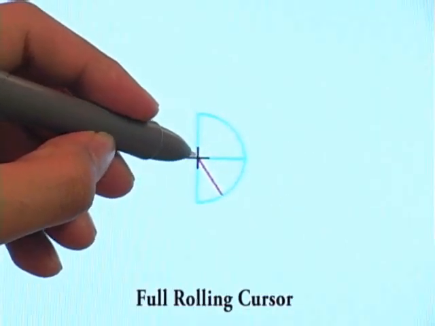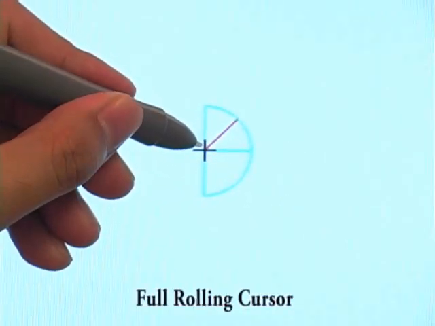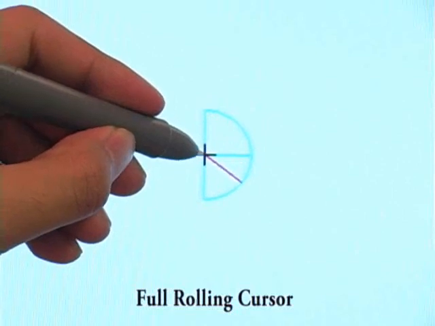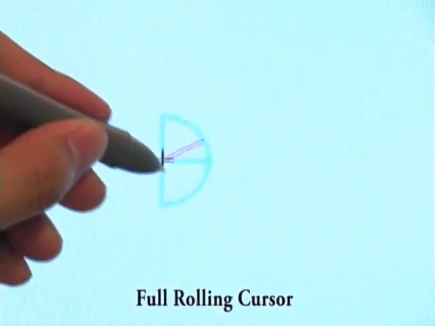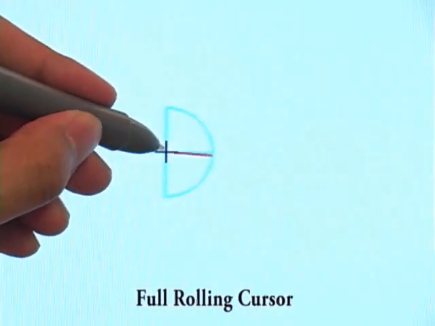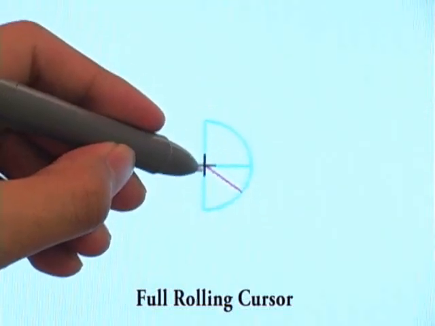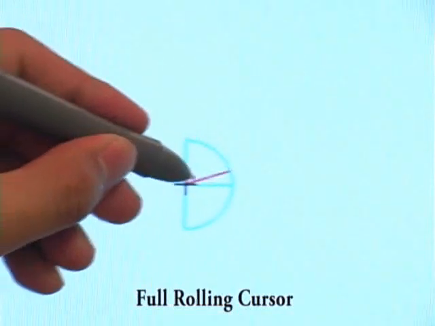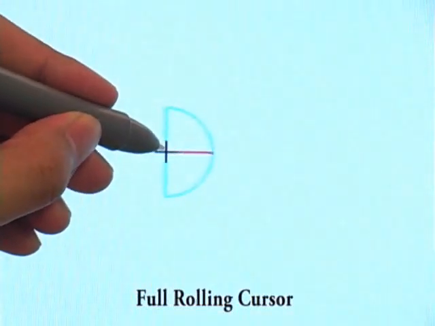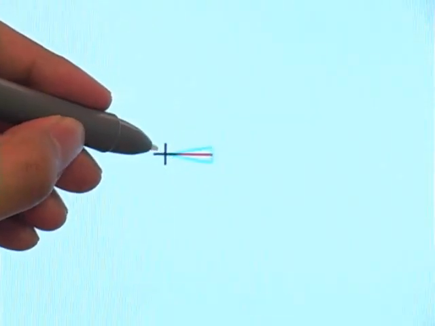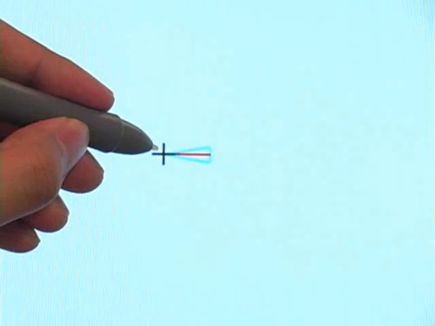Once pen rolling exceeds the thresholds of rolling angle and rolling speed determined in Experiment 1, it is identified as intentional pen rolling for the purpose of interaction. The full rolling cursor will fade in, indicating that rolling-based interaction techniques are activated. Whenever the pen tip leaves the tablet, rolling-based interaction techniques are deactivated, and the simple rolling cursor is shown again.